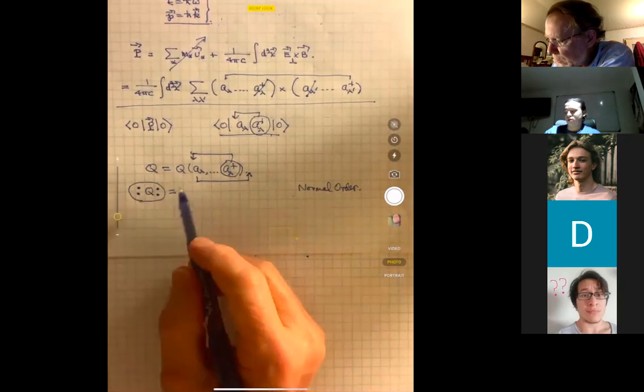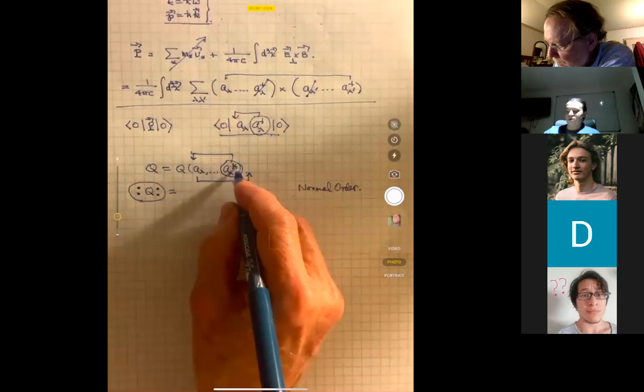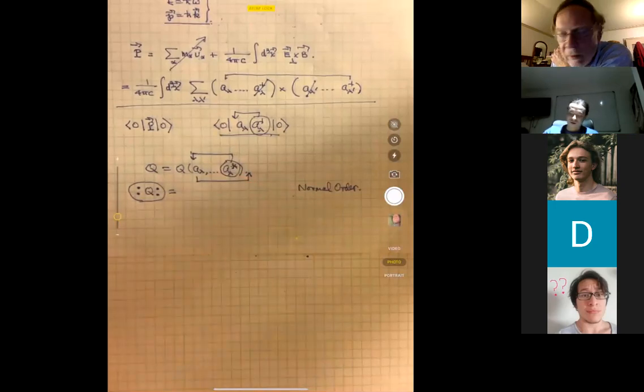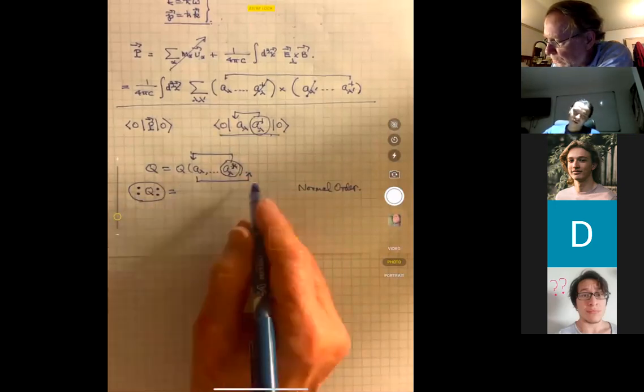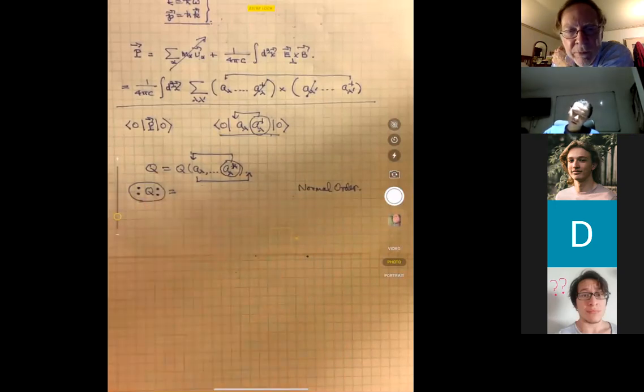Another point of view of this is to say, suppose the polynomial is not in A's and A daggers, but A's and A stars. Suppose it's a classical polynomial. Now we move all the A stars to the left and all the unstarred A's to the right, which we can do for free in the classical theory because they commute.